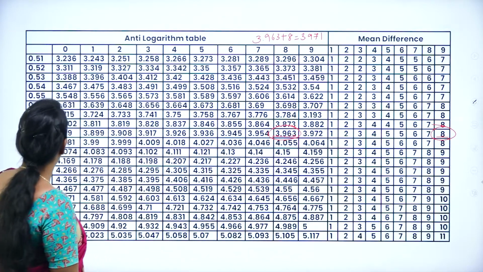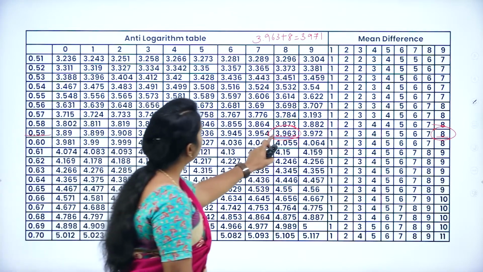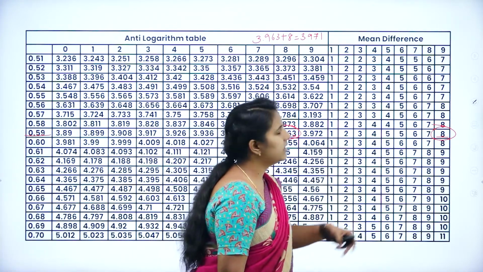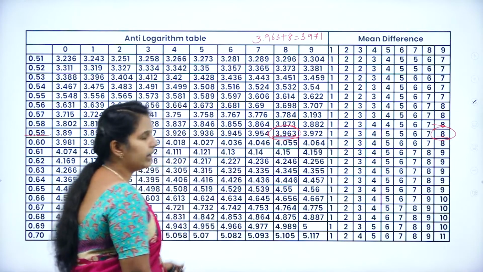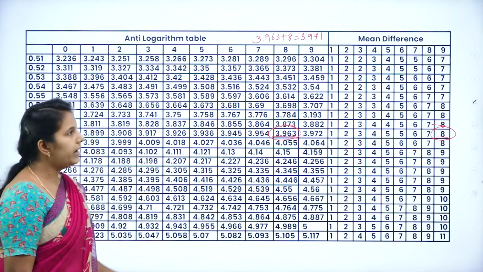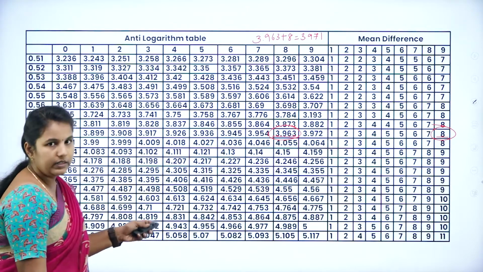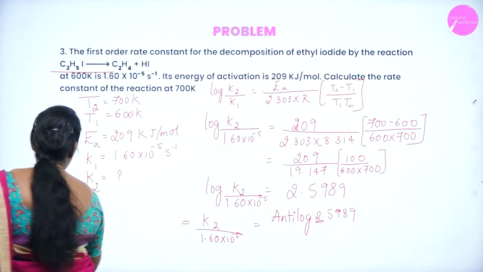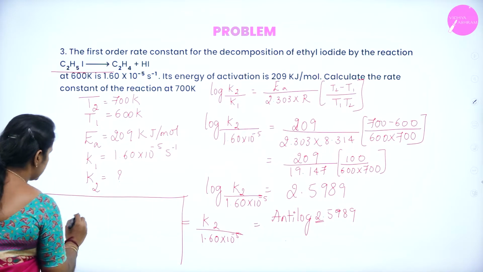3.971, because I am taking 0.59 under the antilog and I have added the mean difference, which is 9, and you will get 8. Is it right? So the answer is 3.971. After obtaining this antilog value, I'll write it here so that you will understand.